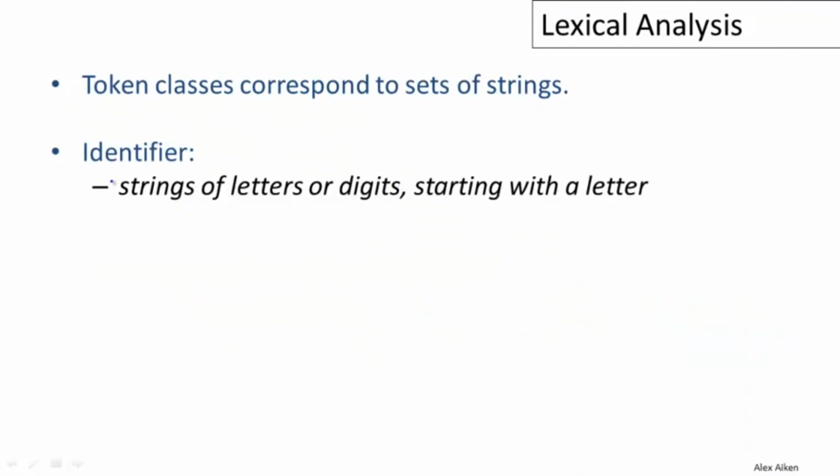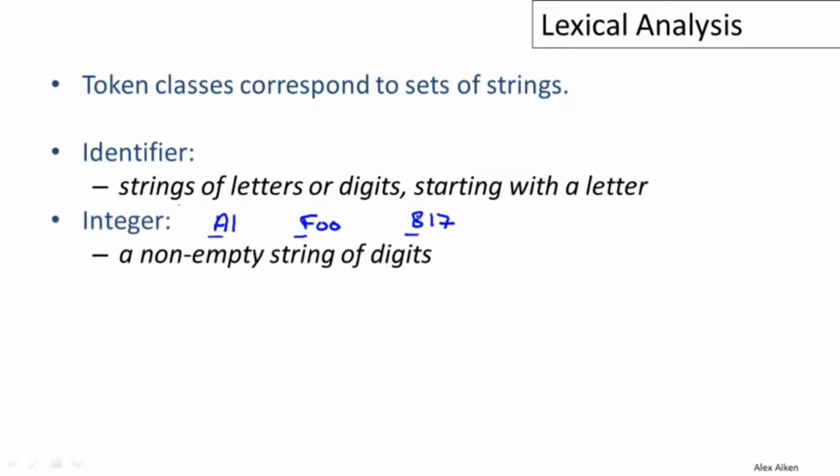So for example, the token class of identifiers in most programming languages might be something like strings of letters or digits starting with a letter. So for example, a variable name or an identifier could be something like A1, or it could be foo, or it could be B17. All of those would be valid identifiers. And often there'll be additional characters that are allowed in identifiers, but that's the basic idea. Very, very often, the main restriction on identifiers is that they have to start with a letter.